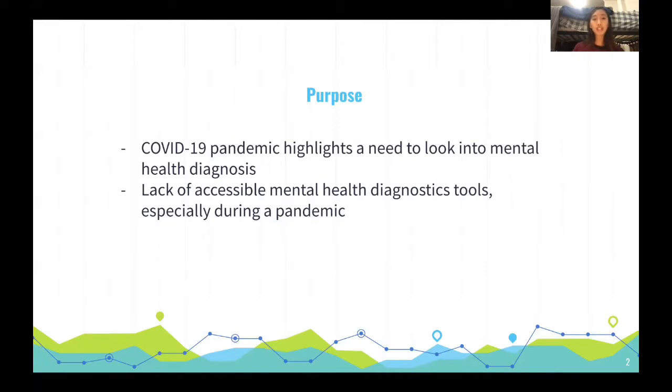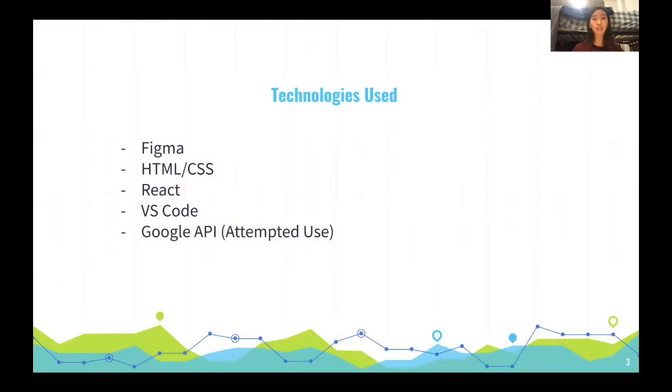Our project purpose is that the COVID-19 pandemic highlights a need to look into mental health diagnosis. With many hospitals being overflowed by COVID-19 patients, many people have not been able to access mental health resources due to priorities being shifted. This has led to a lack of accessibility for mental health diagnostic tools, especially since most people have to work from home now. The technologies used in this project are Figma, HTML/CSS, React, VS Code, and Google API.